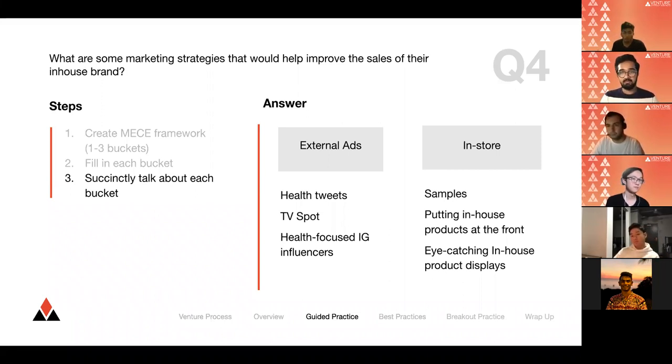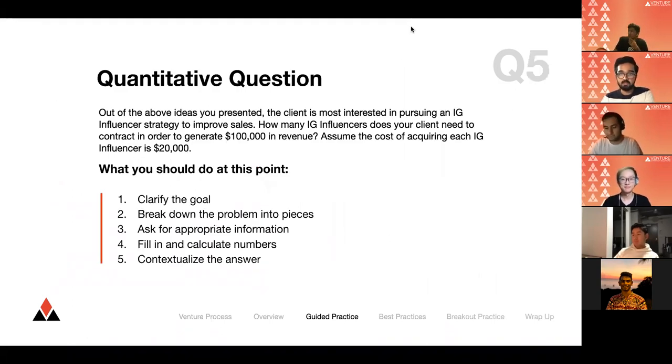So again, another theme that you're noticing through this is be creative and organize your thoughts, and take a minute to do that. If you do that, you'll notice that it's really like just reading it off, and it sounds very polished. So with that, let's pass it off to Leo to talk about our quantitative question.